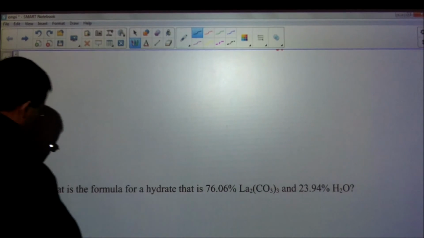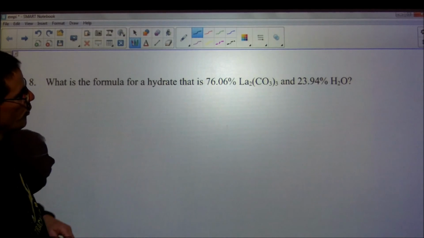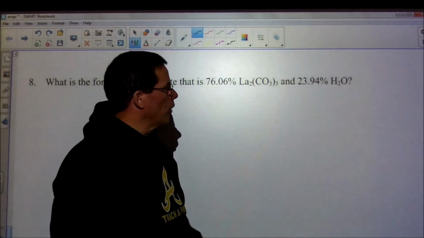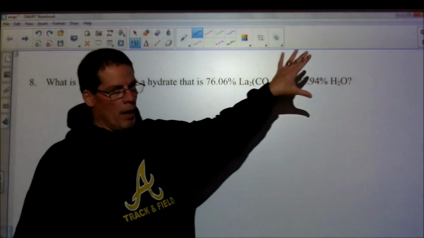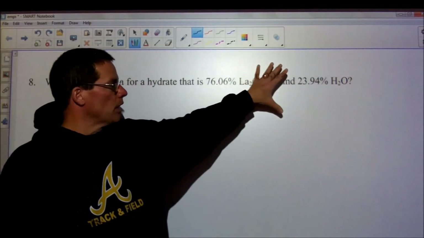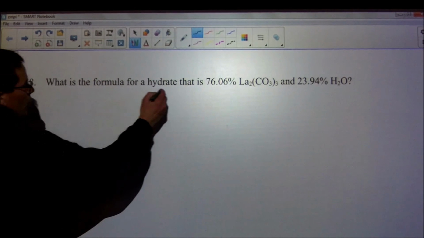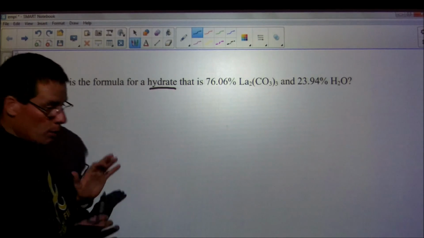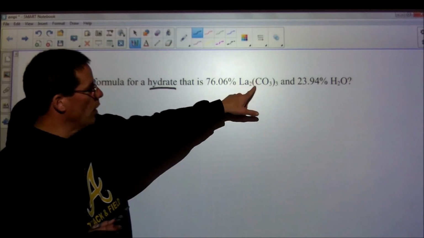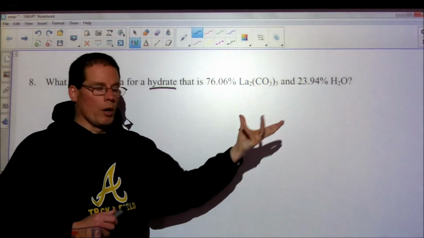So number 8, it asks, what is the formula for the hydrate that is 76.06% La2(CO3)3 and 23.94% of water? Now again, whenever I'm giving you the compound or the compound's been given to you, keep it together. And we want to find out how many moles of this, because again, this is a hydrate. And we're looking for a value for the water. And as a heads up, to make sure you're doing it correctly, this value should always be a 1, and the water will have a value that could be 1 or greater.